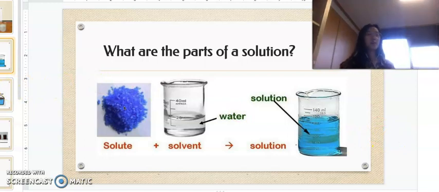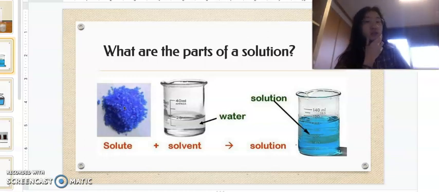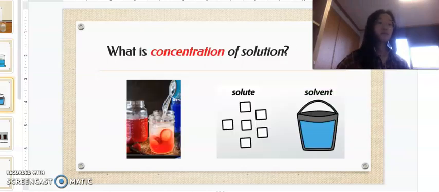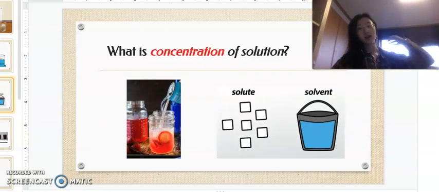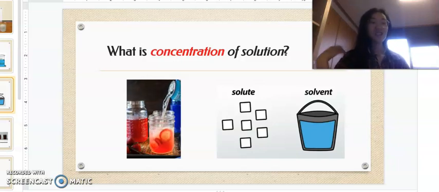Okay, cool. So let's move on. We're going to be talking about what happens if you put too much solute into the solvent, and what happens if you don't put enough solute into the solvent. So the first word to know is concentration. What is the concentration of a solution? This is basically the amount of solute that is dissolved inside the solvent. In other words, it's, for example, how much sugar do we put inside the water? Or how much salt do we put inside the water?